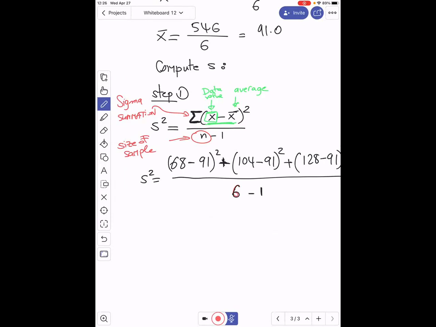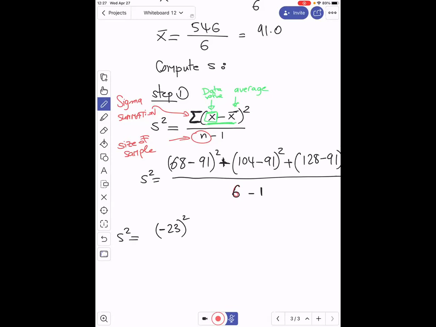All right, so for this S squared, first we have 68 minus 91, and that will be equal to negative 23. And then there is a square.